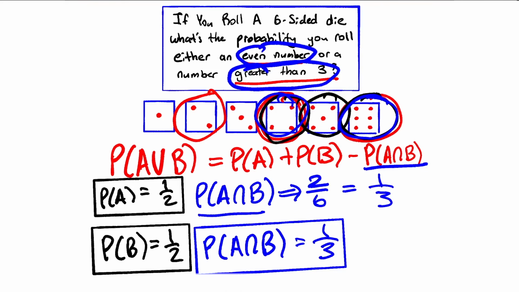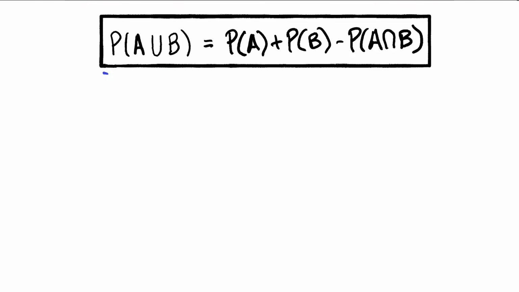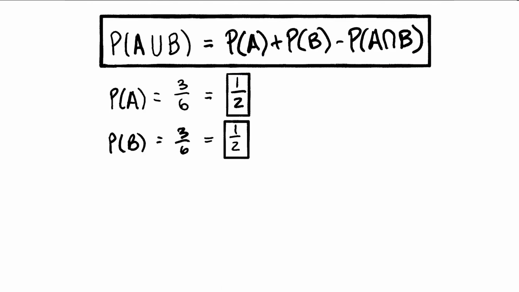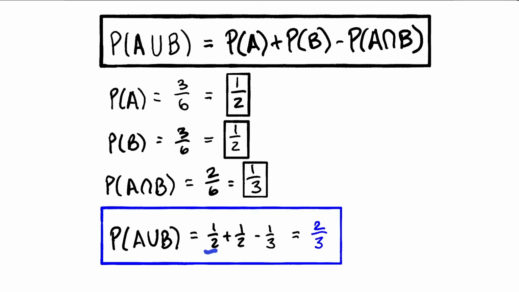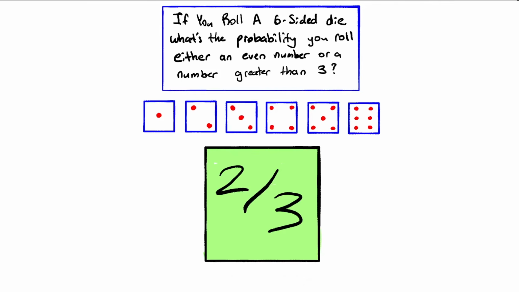So now let's solve the problem. We know that the solution we want is the probability of A union B, the probability that the die roll is either even or greater than 3. And the way we solve this is with this equation right here: probability of A plus probability of B minus probability of A intersect B. We just calculated that the probability of A and B are both 1/2, and the probability that A intersect B is 1/3. So our final solution is 1/2 plus 1/2 minus 1/3, which gives us an answer of 2/3. The probability you roll either an even number or a number greater than 3 on one die roll is 2/3.